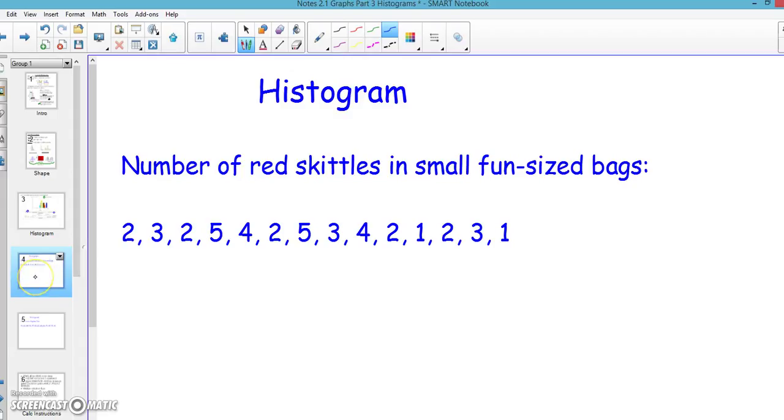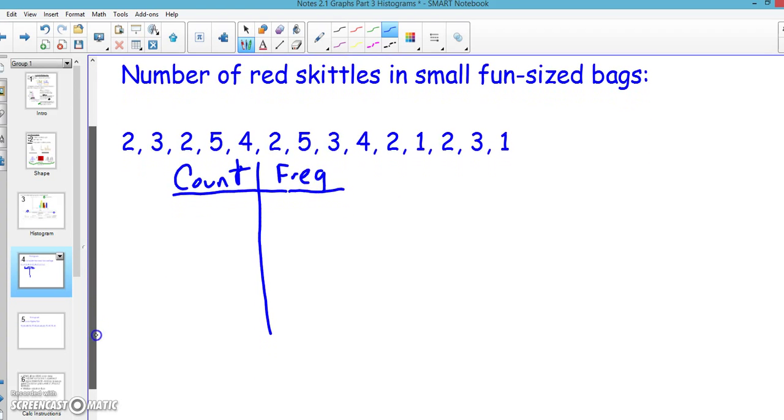Let's do a little bit more by hand besides just taking notes before we go into actually making the graphs with technology. So in this case we have some data, the number of red Skittles in small fun-sized bags, and you have a bunch of single-digit values that I can tell would be easily split up just by the counts. So I'm going to have the count of red Skittles and how frequently that happened out of my survey of bags of fun-sized Skittles.